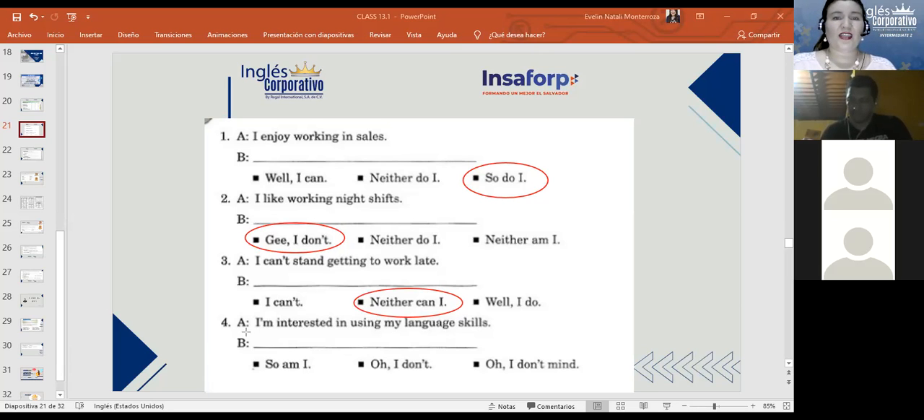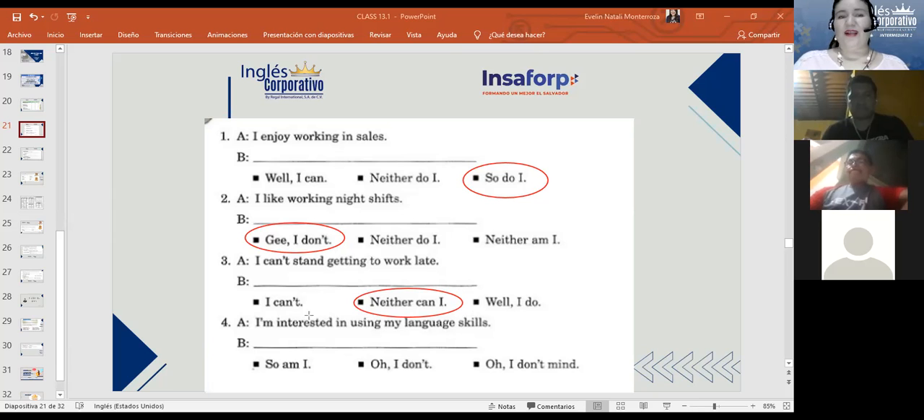I am interested in using my language skills. So am I. Because you have the verb to be, right? You have the verb to be in I am, so for sure. So am I. And I am interested that you use your language skills as well as soon as possible. And you are doing it, and that's fantastic. Ahora hablan mucho más que el día que los conocí.